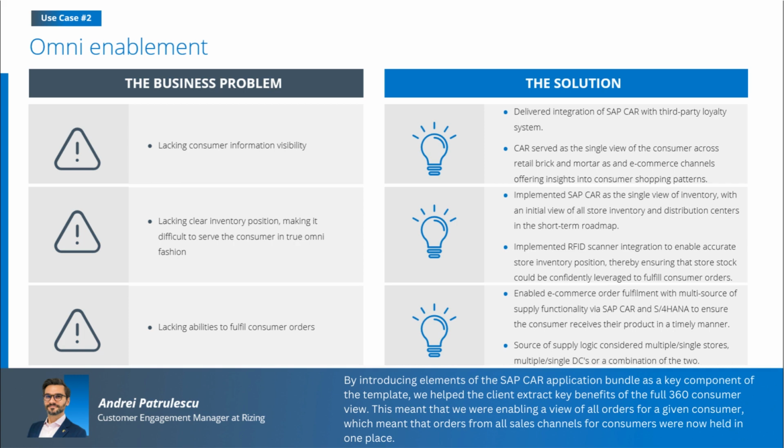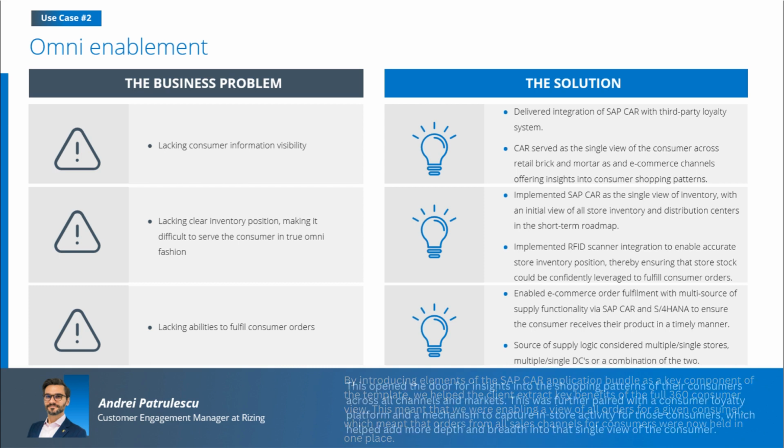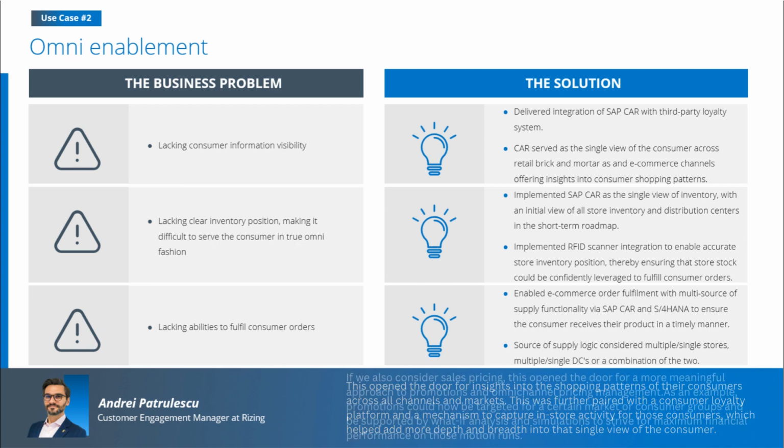This meant that we were enabling a view of all orders for a given consumer, which meant that orders from all sales channels for consumers were now held in one place. This opened the door for insights into shopping patterns for their consumers across all channels and markets. This was further paired with a consumer loyalty platform and a mechanism to capture in-store activity for those consumers, which helped add more depth and breadth into that single view of the consumer.